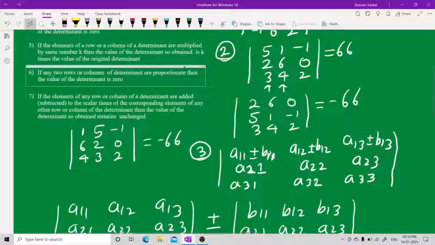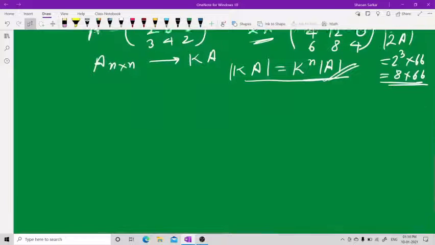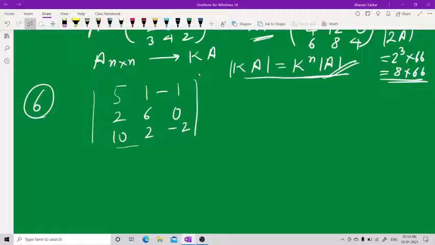The sixth property says if any two rows or columns of a determinant are proportionate, then the value of the determinant is 0. I will give you an example for the sixth one. Suppose I write the same type, 5, 1, minus 1, and 2, 6, 0, and I write the multiple of the first row, that is 10, 2, minus 2. I have multiplied this row 2 times. Since this is 2 times the first row, the answer is 0.